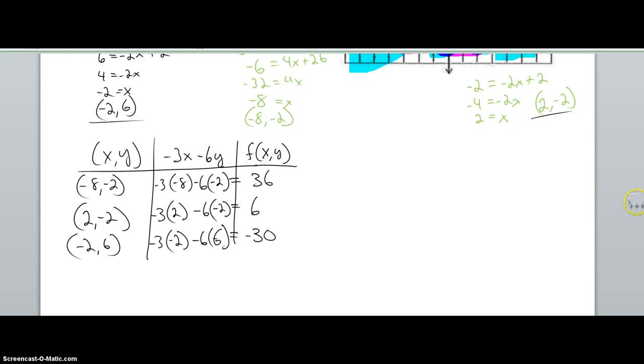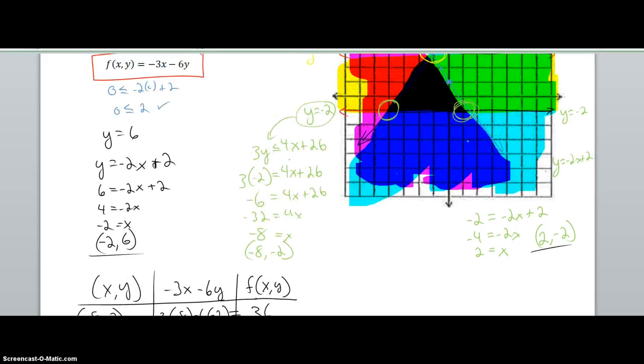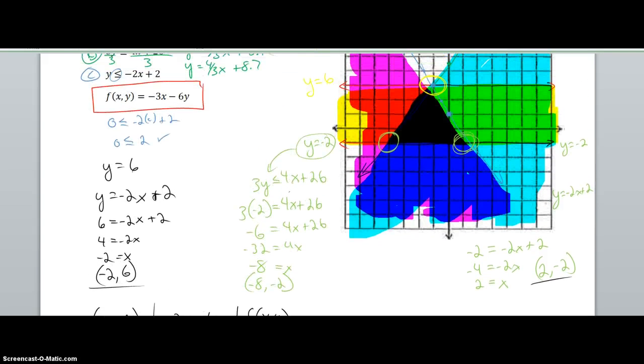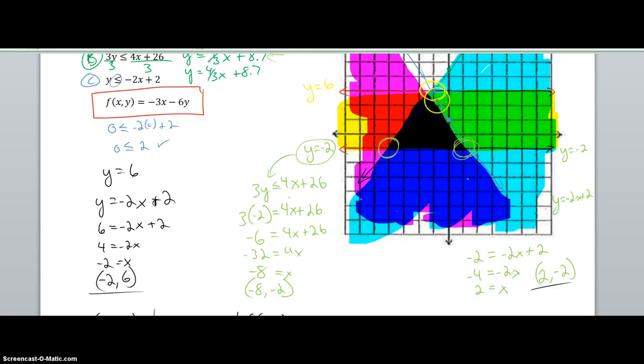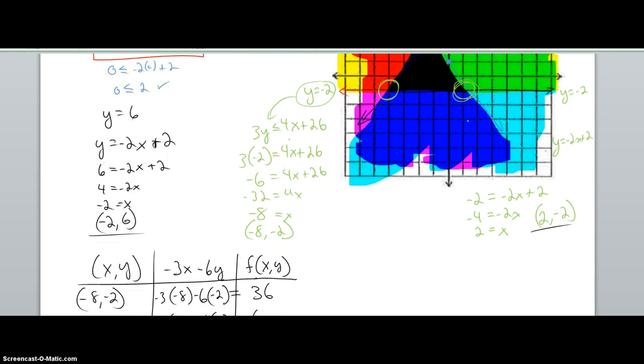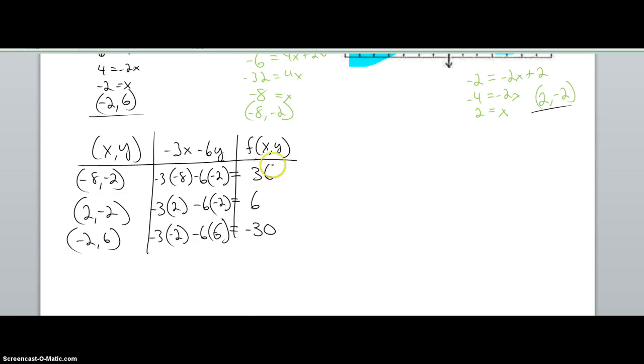Looking at our graph, we know that the minimum has to be one of our vertices, and our maximum has to be another one of our vertices. Looking at our final values, we have discovered this is our max because it is the biggest one, and our minimum is this one right here.